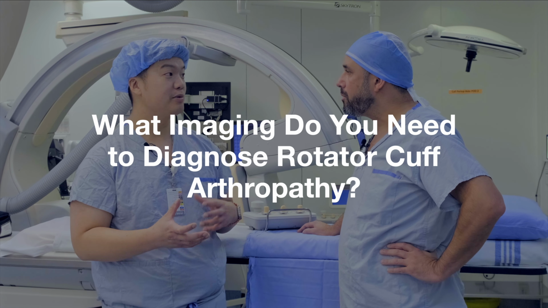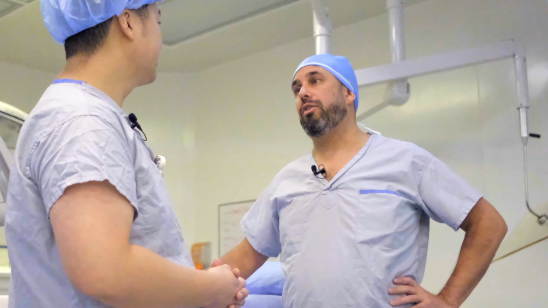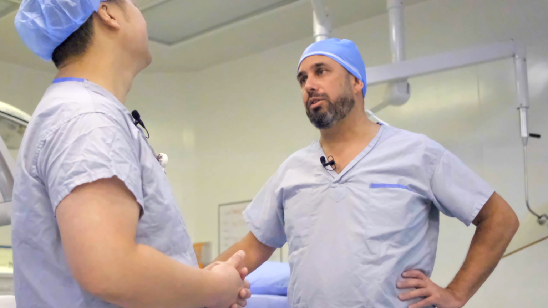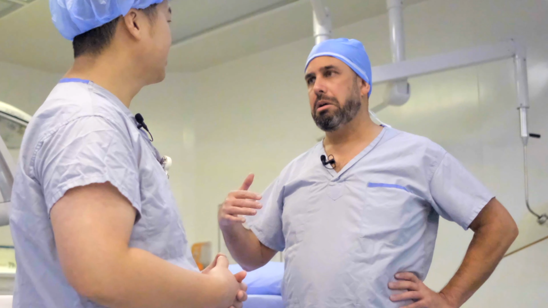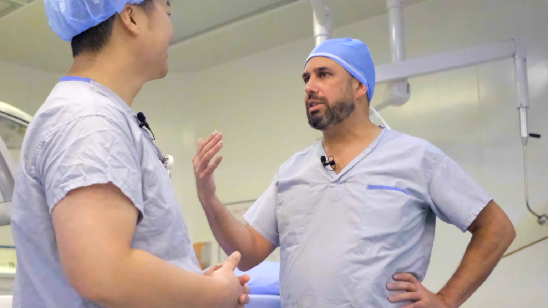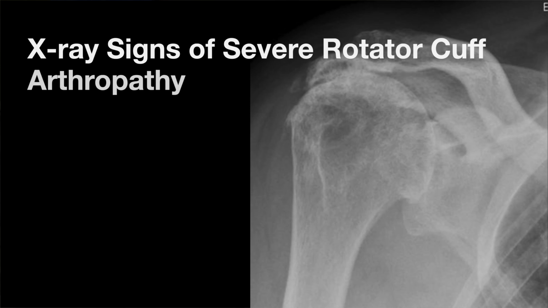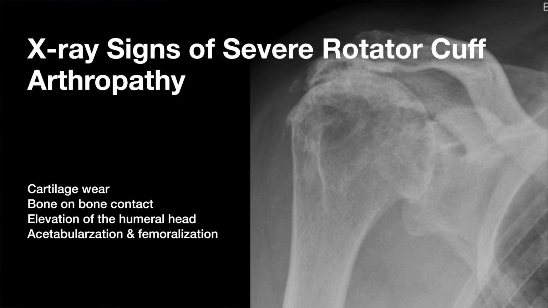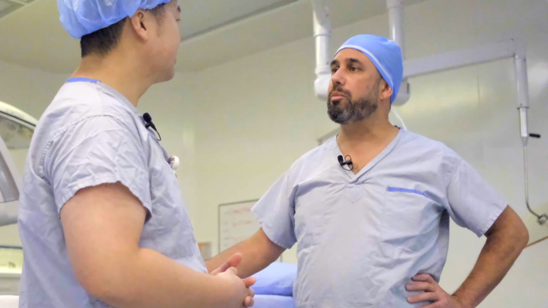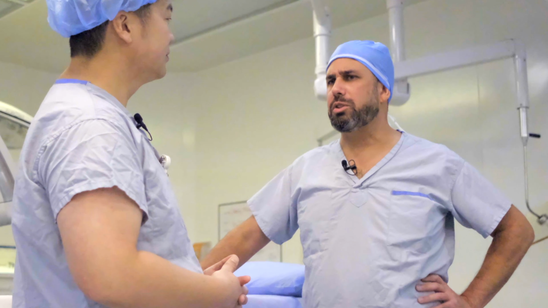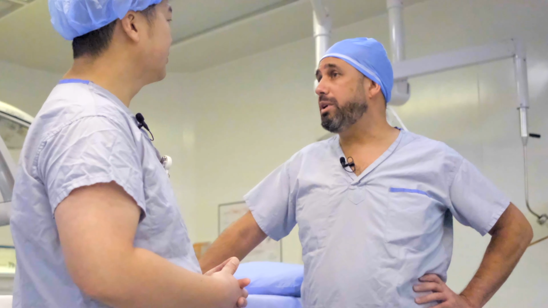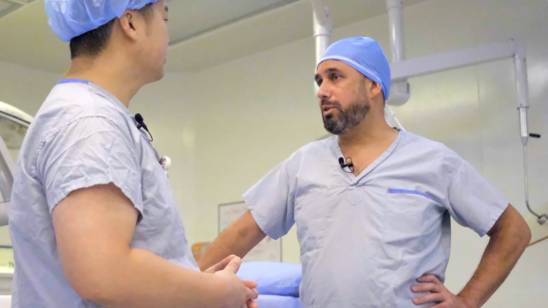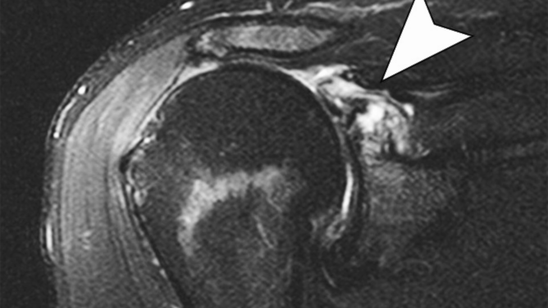Aside from the x-ray, are there any other imaging that you need for this diagnosis? Rotator cuff arthropathy is typically a radiographic diagnosis. So in the extreme scenario where it's advanced arthritis, you probably don't need any further imaging. You can see radiographically that the cartilage has been worn down. You see bone-on-bone changes. You may see some of those findings that we just talked about with elevation of the humeral head, acetabularization of the acromion, and femoralization of the proximal humerus. And that in and of itself is typically sufficient to make the diagnosis. MRI could be done, but MRI would just basically confirm those findings and demonstrate that the patient has a very large tear of the rotator cuff.